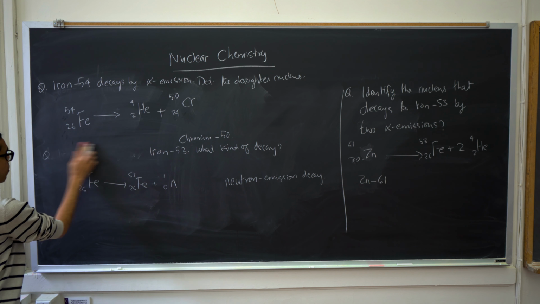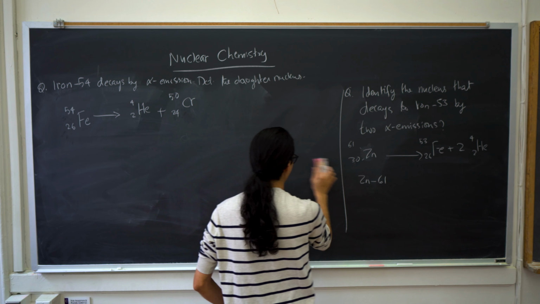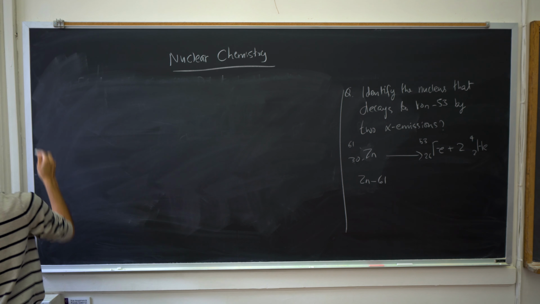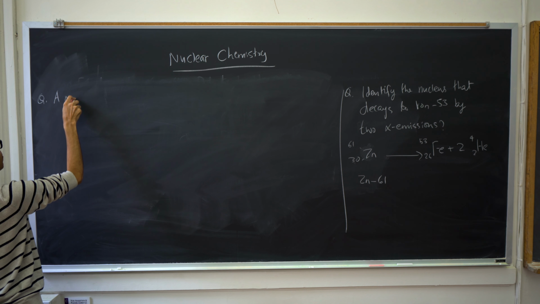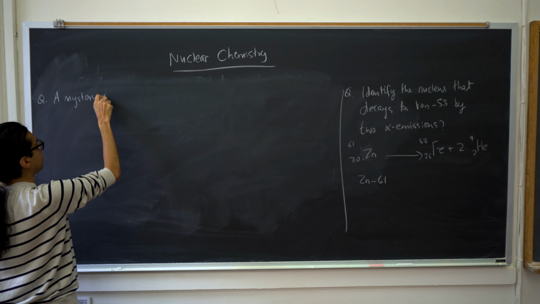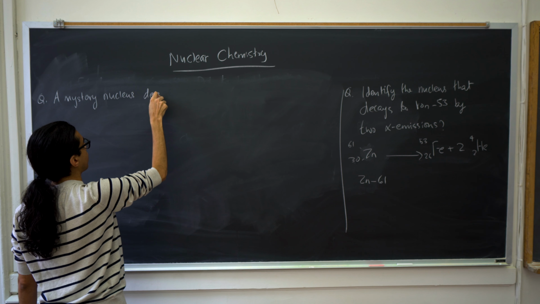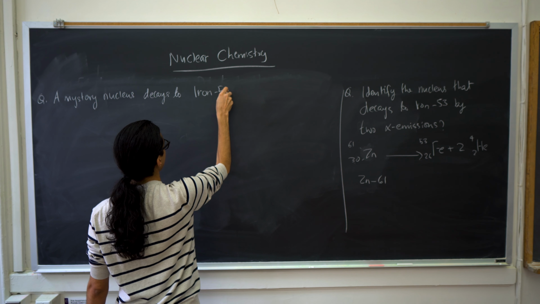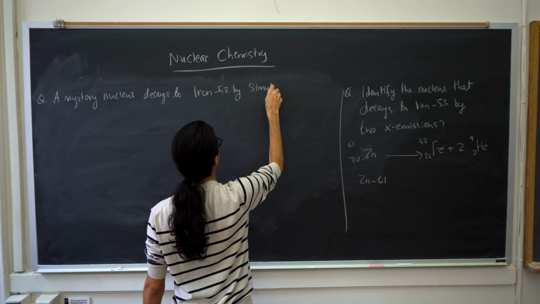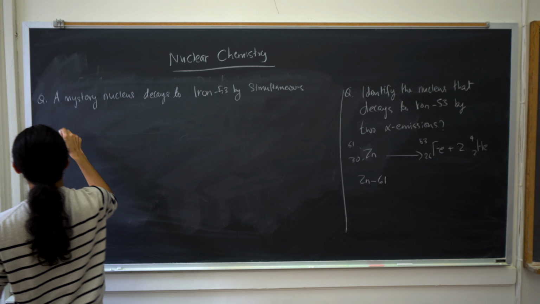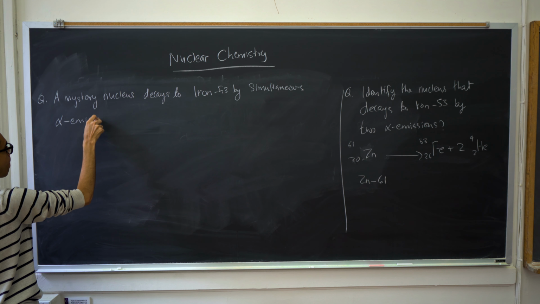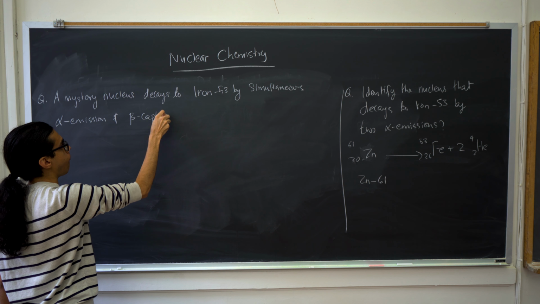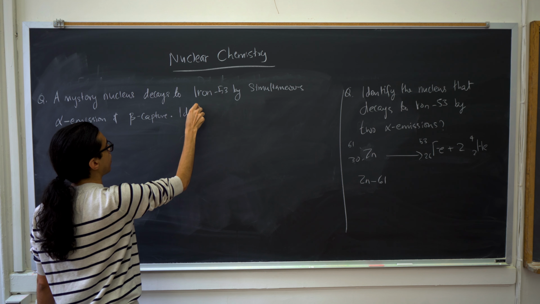Okay, let me give you one more, and then we can move on. A mystery nucleus decays to iron 53 by simultaneous alpha emission and beta capture. Identify the mystery nucleus.